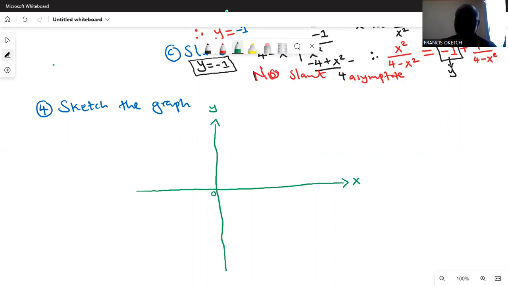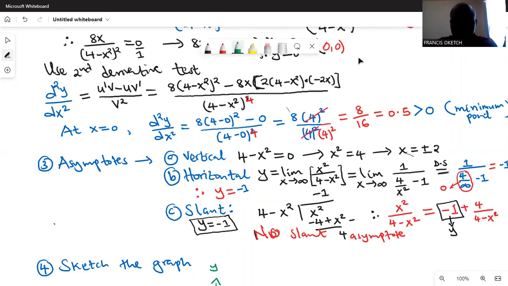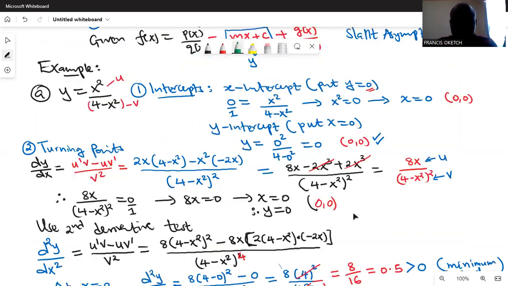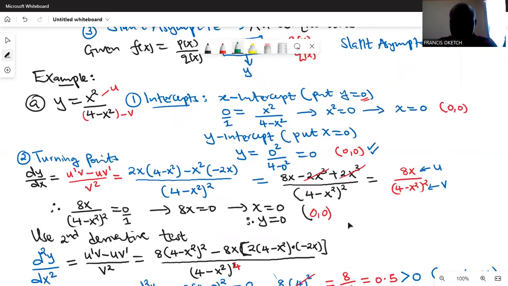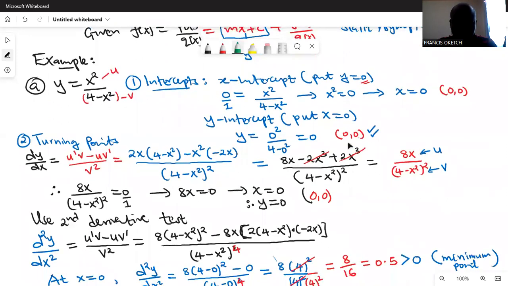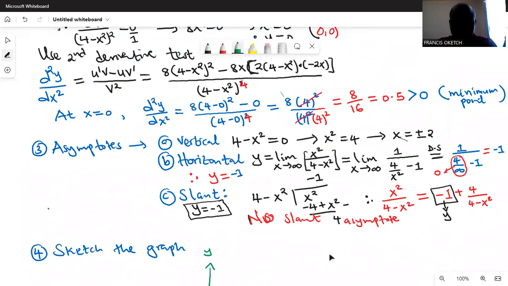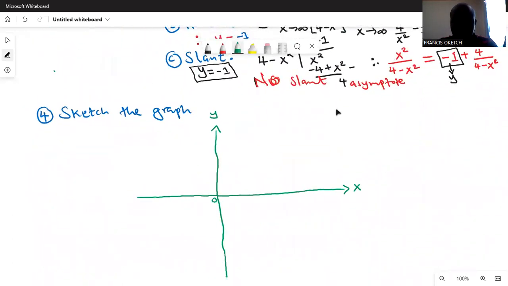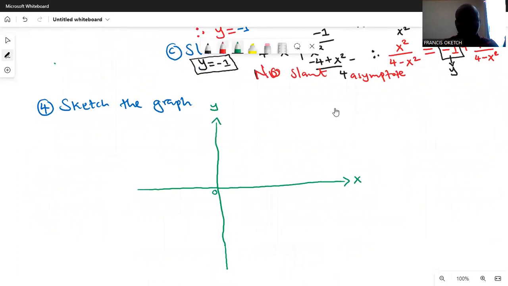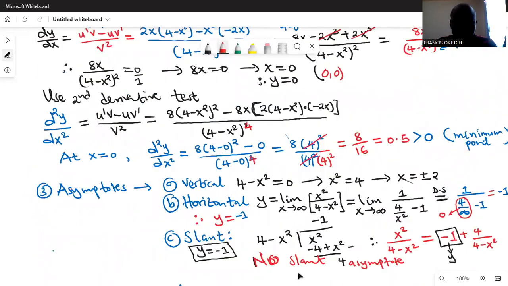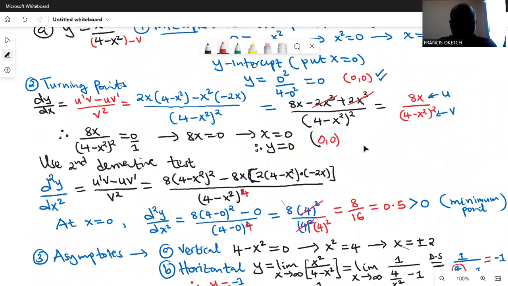Now, let's start with the first tool. Our first tool was intercept, and we got that the intercept is the origin. X-intercept is 0, 0. Y-intercept is also 0, 0. So we go on the graph and plot it. So the point 0, 0, or X is equals to 0, and also Y is equals to 0. That is the point intercept. That's our first tool.